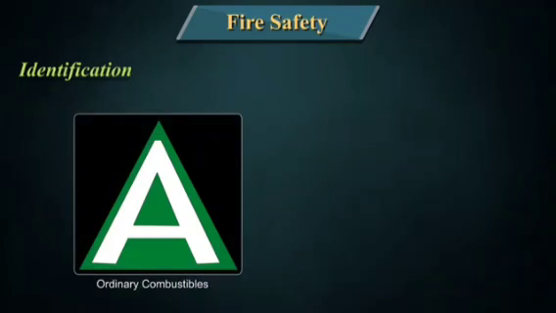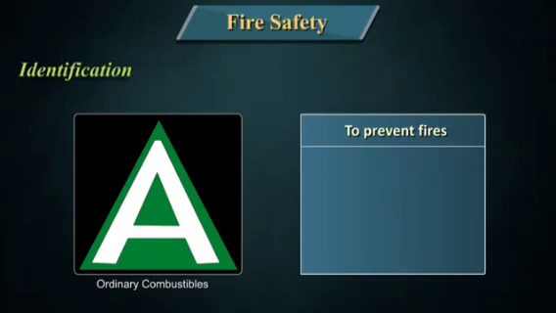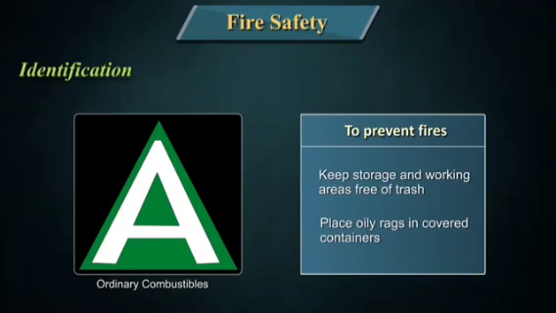Now, the symbol A, which is ordinary combustibles. Description: extinguishers for Class A fires are identified by a triangle containing the letter A. If colored, the triangle is green. To prevent fires, keep storage and working areas free of trash. Place oily rags in covered containers.